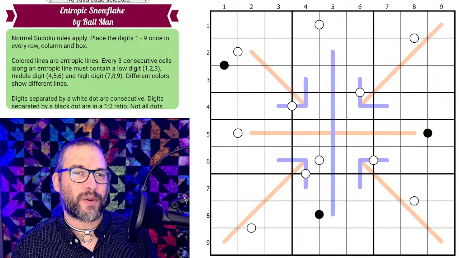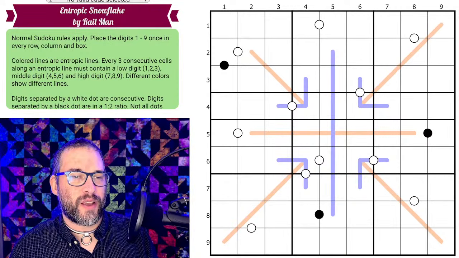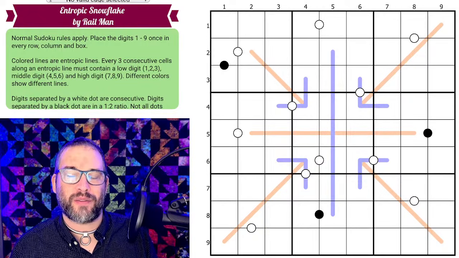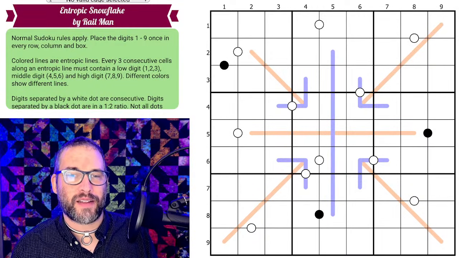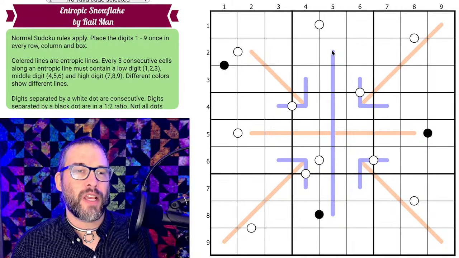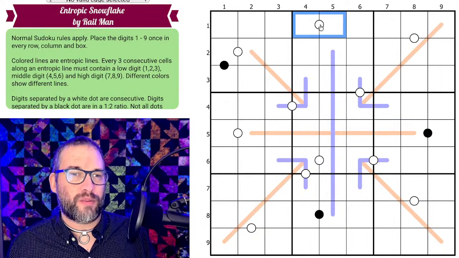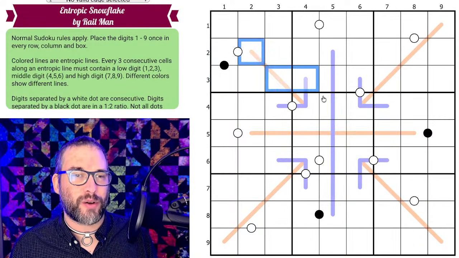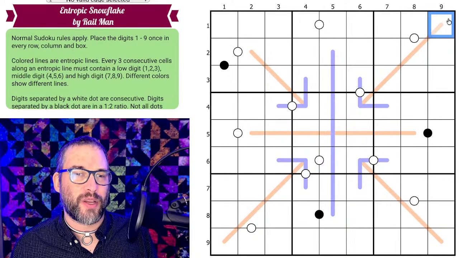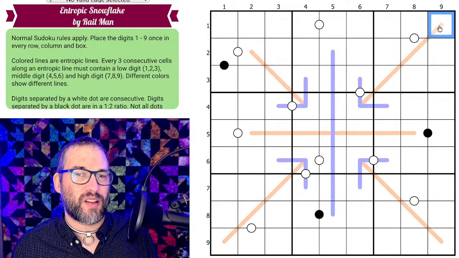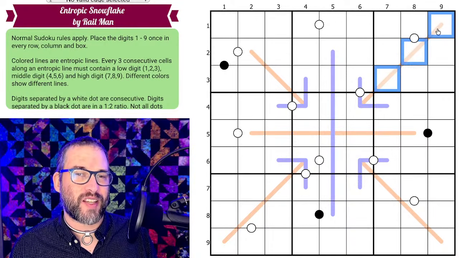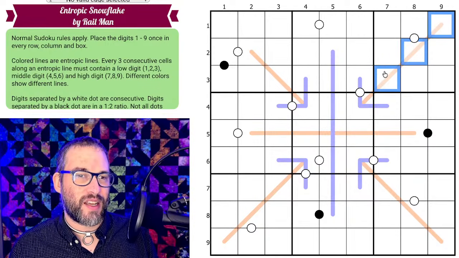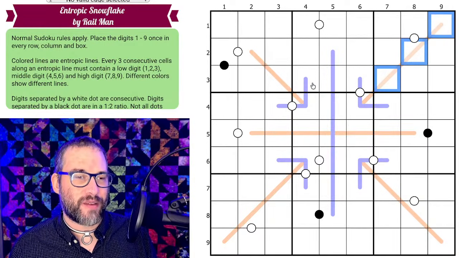I see a few things already. Let me set up my windows here. I haven't quite moved everything around correctly. There we go. We have white crop key where the digits are consecutive, black crop key where the digits are in a 1:2 ratio, and all the lines are entropic lines. So 3 consecutive digits along an entropic line must contain a low digit from 1, 2, 3, a middle digit from 4, 5, 6, and a high digit from 7, 8, 9.